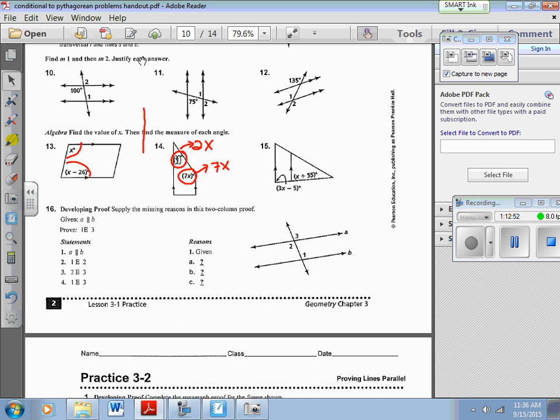Okay. You see number 15? Number 15 is a little bit deceiving, but focus on this line and this line. Those lines are what? Parallel. And focus on just this transversal. What do you notice about this angle and this angle? Because those are what they're referring to. No, they're not right angles. There's nothing that says it's right angles. They're corresponding angles. Yeah. Corresponding angles.